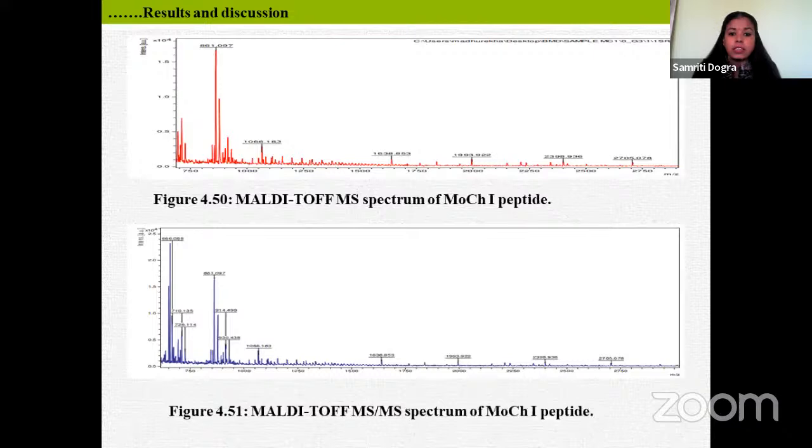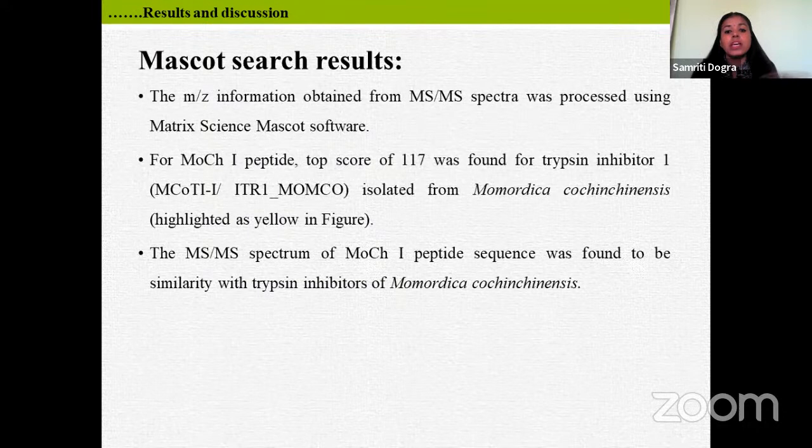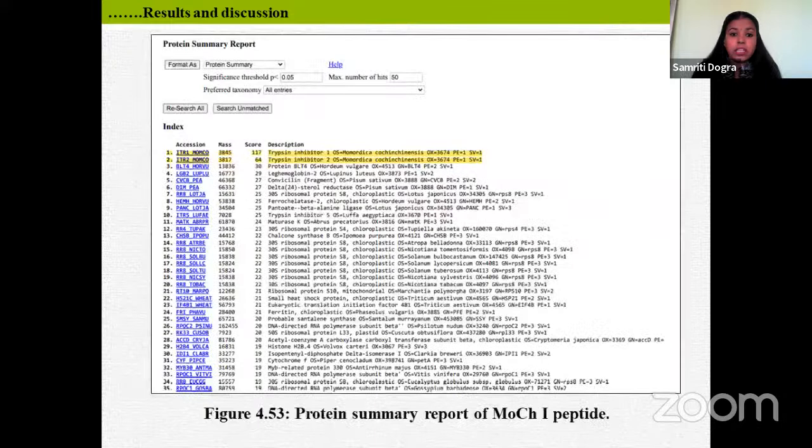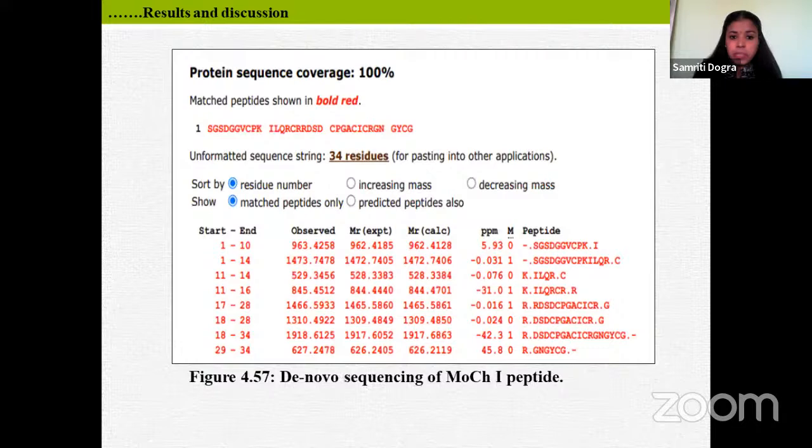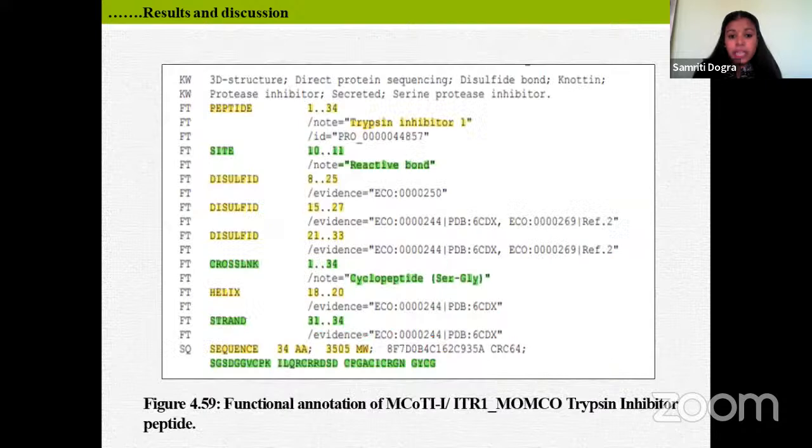From that MS result, we found that our sample is similar to the trypsin inhibitor extracted from Momordica cochinchinensis. Here we show the similarity results with trypsin inhibitors of Momordica cochinchinensis, showing sequence coverage of 100%. We got a de novo sequence of the MOCH1 peptide, and this shows the peptide. Our peptide consists of 34 amino acids having 3 disulfide bonds, 6 cysteine residues, 1 cross-linking, a helical structure, and a strand in this small peptide.